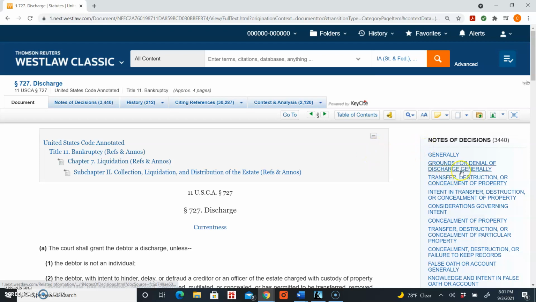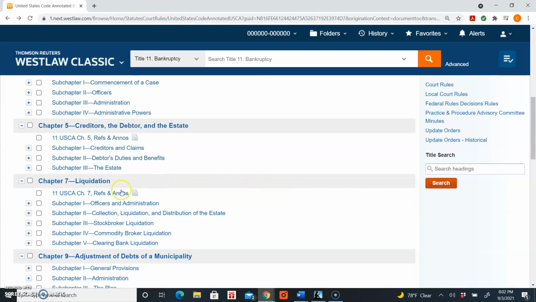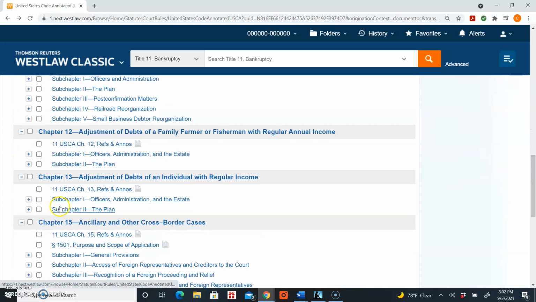So the next question is, for people who are filing under Chapter 13, where can they find information on exactly what information must be included in their Chapter 13 plan, their Chapter 13 bankruptcy plan? So we'll back up again. So we're at Chapter 7, let's go down to 13. And there's not that much here.